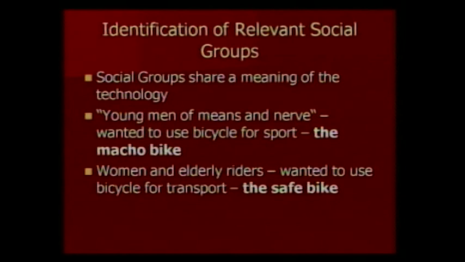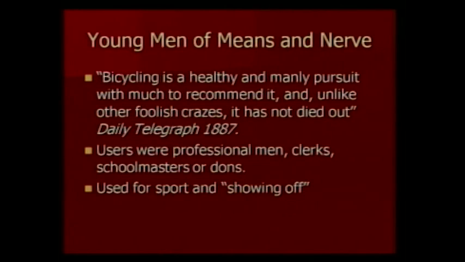They'd ride the bike in parks to show off, and it was mainly used for a sporting purpose. We called it the macho bike. Then we found another social group, which we classified as women and elderly riders, who wanted to use the bicycle for transport. They weren't interested in this showing off aspect, this sporting aspect. They wanted to get from A to B quicker. And for them, the bike had to be a safe bike. So this problem of doing headers was a problem for them. We identify these two social groups as having different problems around the artifact of the bicycle.